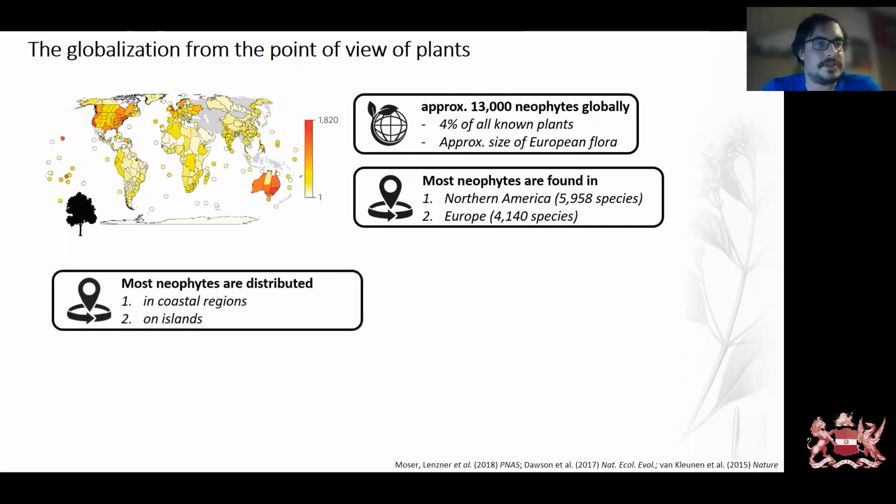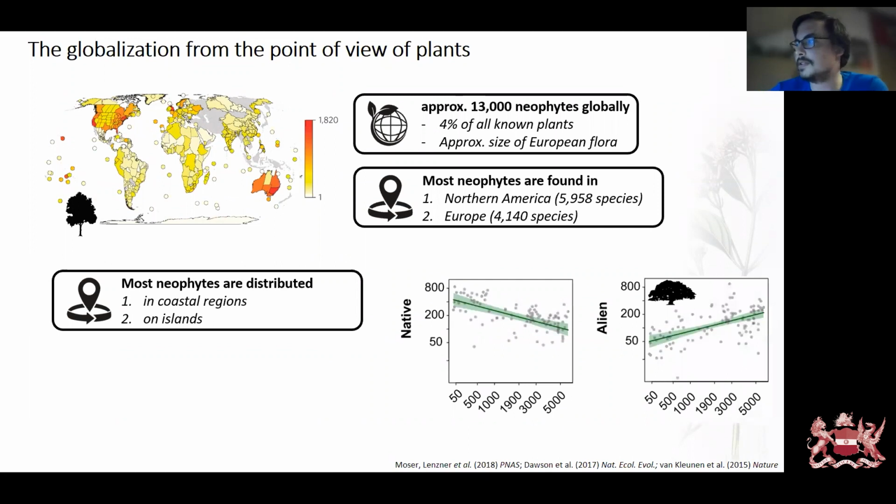Also, most neophytes are distributed in coastal regions and on islands. And just to give a short figure here, this is based on a study we did on the GLONAF database, where we looked at these classical island biogeographic patterns, which we know from native plants, that species richness decreases with isolation, which we see here on the x-axis. If we're looking at alien or non-native plant richness on islands, tropical and subtropical islands in particular, we see an inversion of this trend. So we see high numbers of alien non-native plants on very remote islands because humans have broken down this dispersal barrier here.